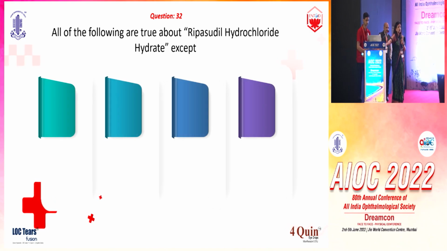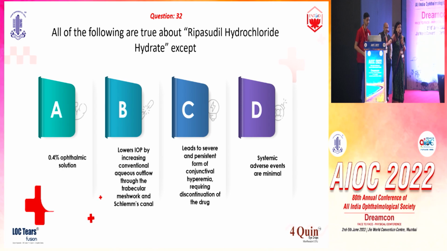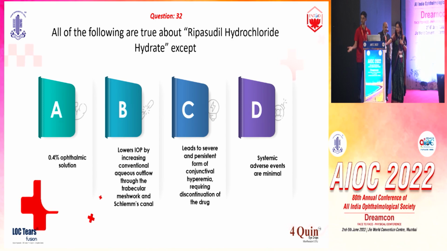All of the following are true about ripasudil hydrochloride hydrate, except: 0.4% ophthalmic solution lowers IOP by increasing conventional aqueous outflow through the trabecular meshwork Schlemm's canal; leads to severe and persistent form of conjunctival hyperemia requiring discontinuation of the drug; and systemic adverse events are minimal. And your time starts now.